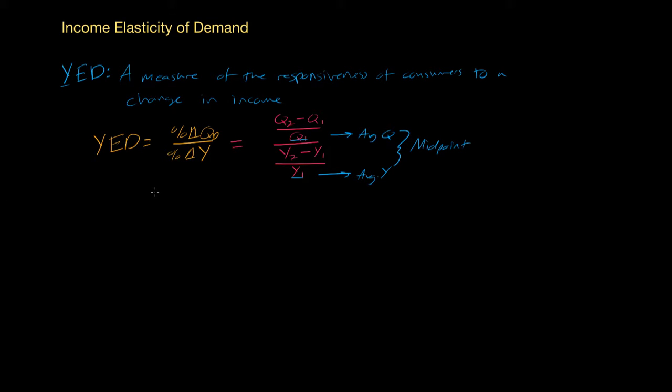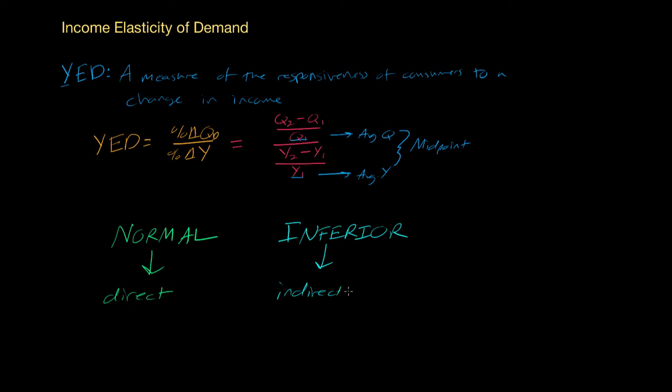So what is income elasticity of demand really? We're looking at how much demand for a particular good will change when consumers' incomes either rise or fall. Now, not all goods are going to have the same relationship between income and demand. You may recall from an earlier unit that there are two broad categories of goods known as normal goods and inferior goods. Normal goods are those which will demonstrate a direct relationship between income and demand, and inferior goods are those which demonstrate an indirect relationship between income and demand.